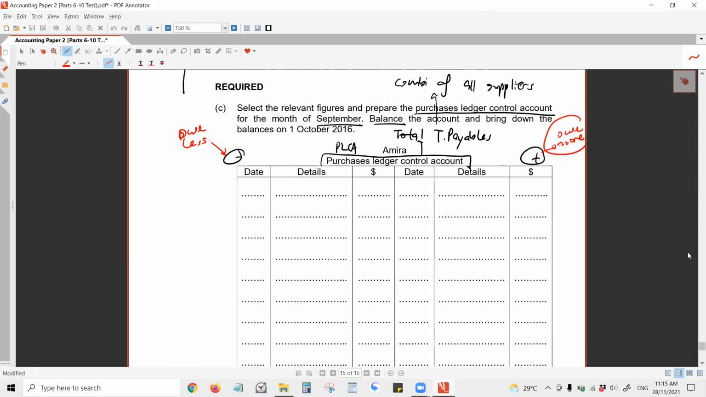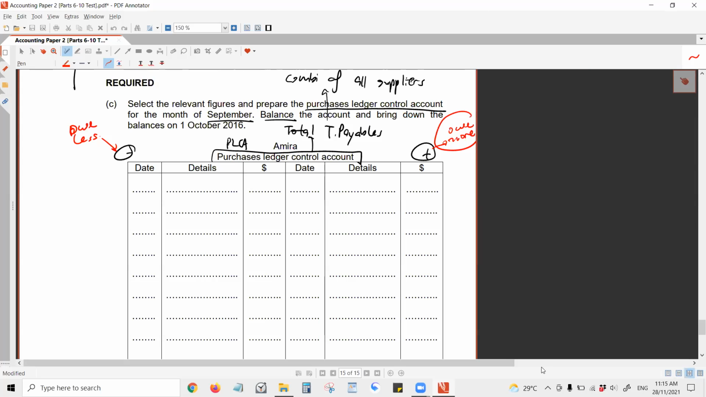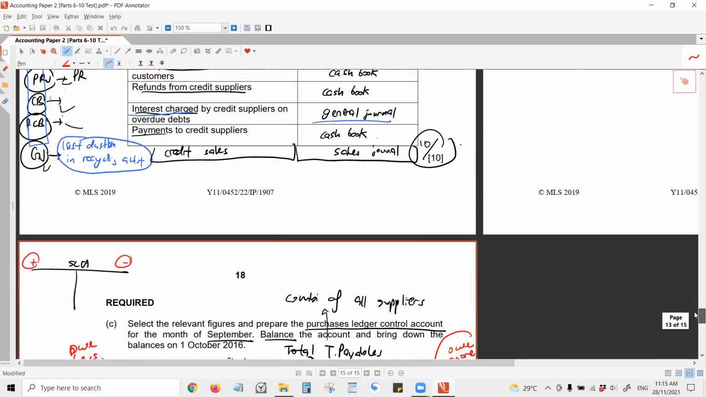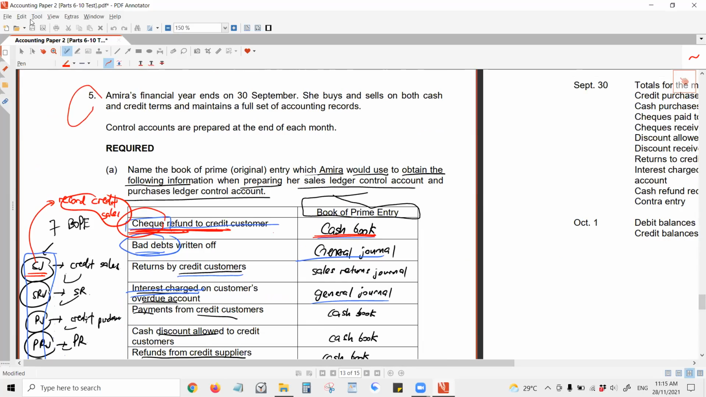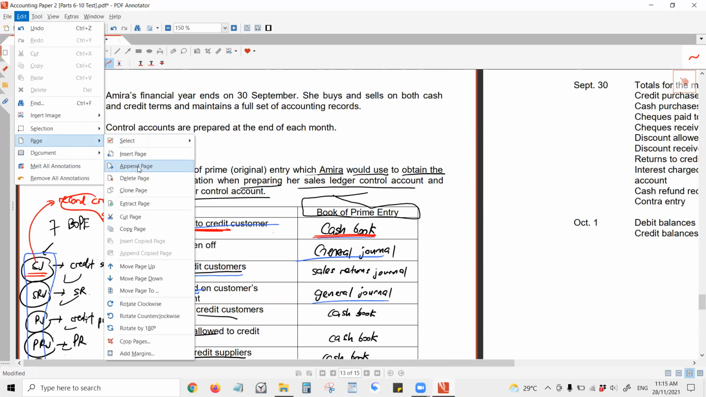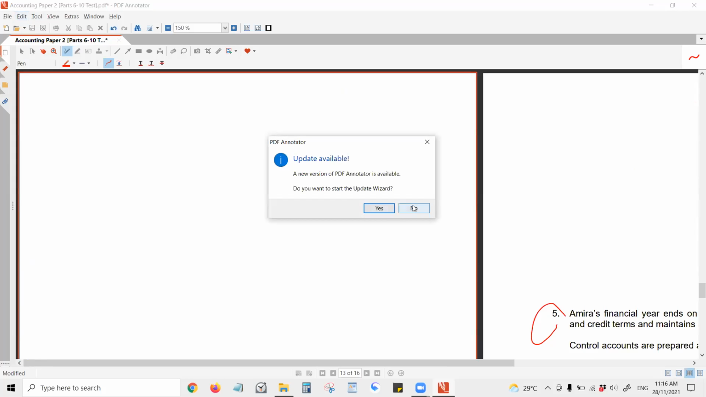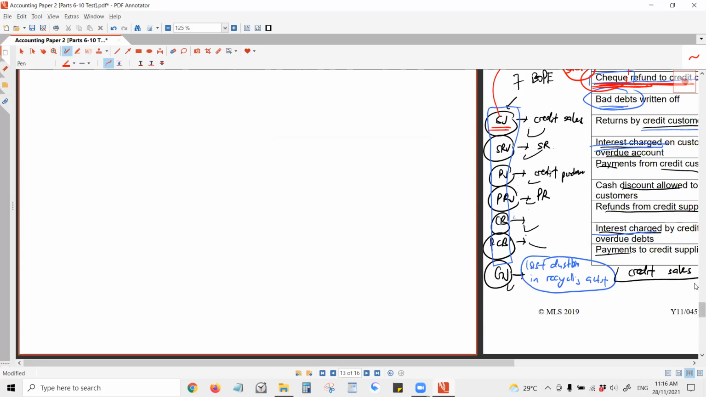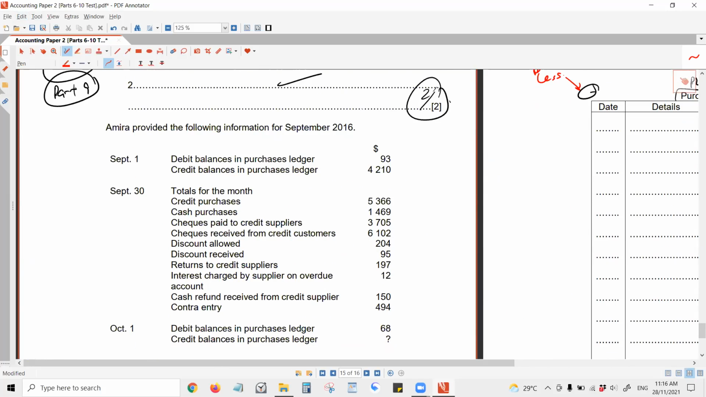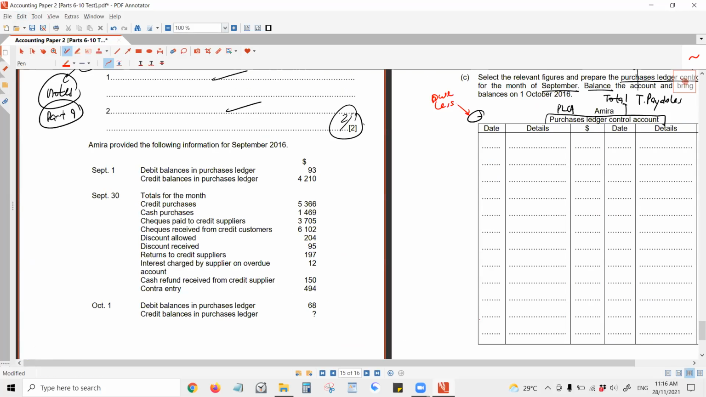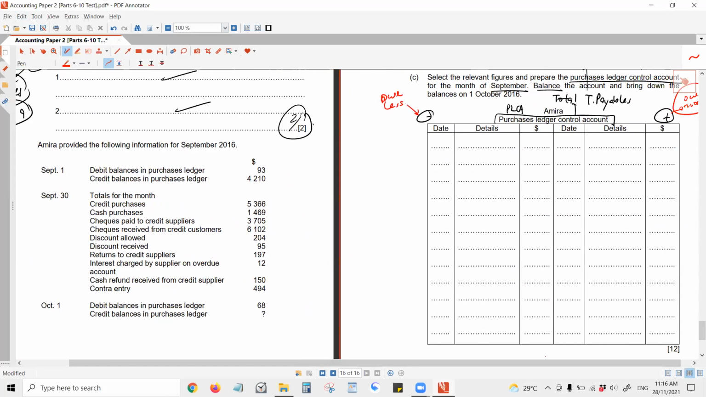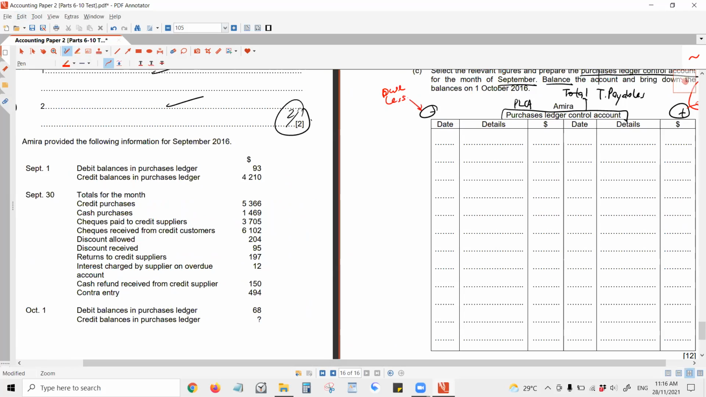So we see the numbers given. Hold on, let me put it side by side. This way is easier. Now maybe I enlarge it a bit more. Okay, the best possible view for you.